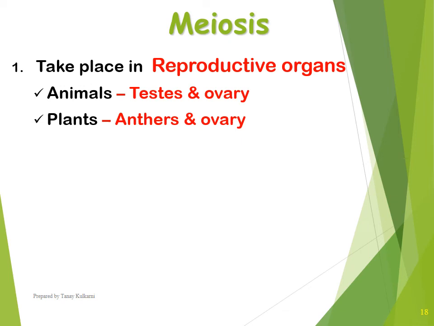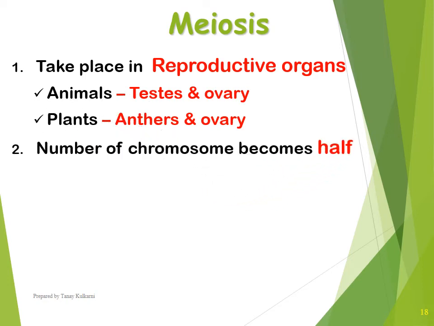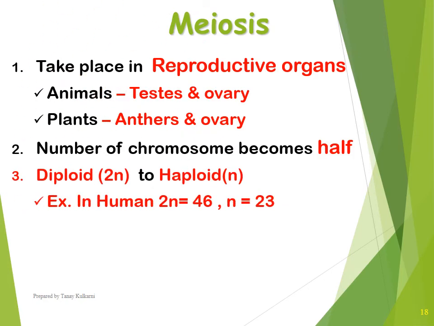The second type of division is meiosis. It takes place in reproductive organs: in animals, that is testis and ovary, and in plants, anthers and ovary. The most important feature of meiosis is that the number of chromosomes becomes half. Now here I would like to explain 2 important terms which I want you to note down. You can pause this video and note them down. Number 1 is diploid and haploid.